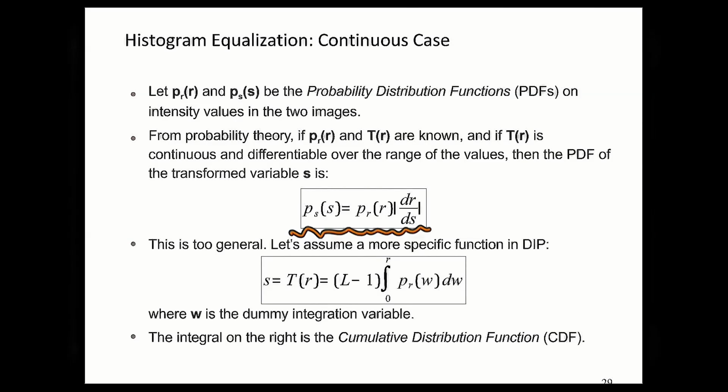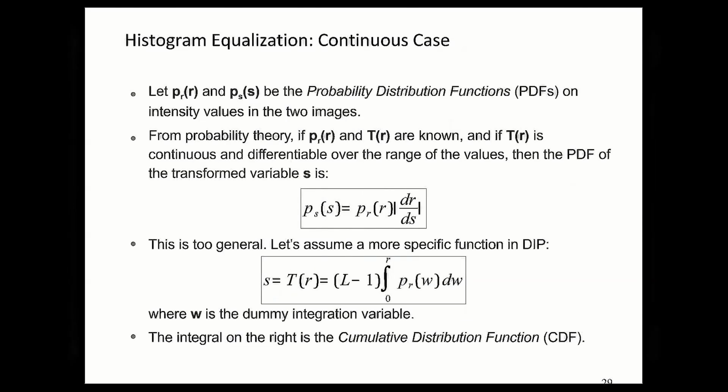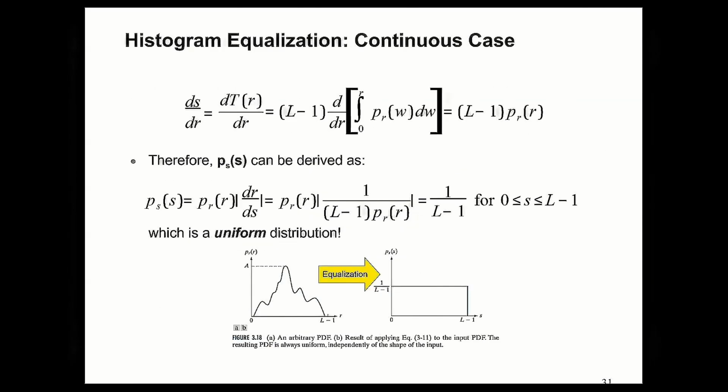In order to find that, I need dr by ds. I can find this here: I differentiate S with respect to R, ds by dr. Once I do that, I get this equation. I did not solve anything, the derivative cancels with the integration. That's it. I get a simple equation, and when I put it in the original one to find the PDF of S, I get 1 by L minus 1, regardless of what the probability of R was.